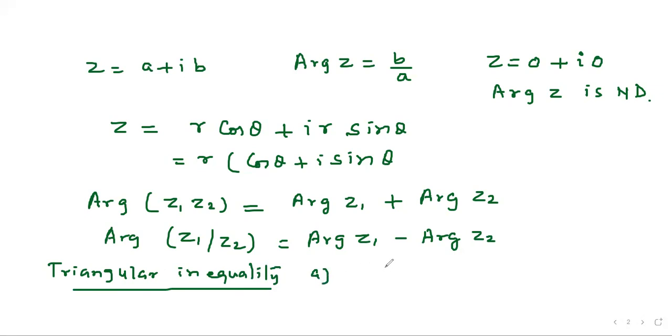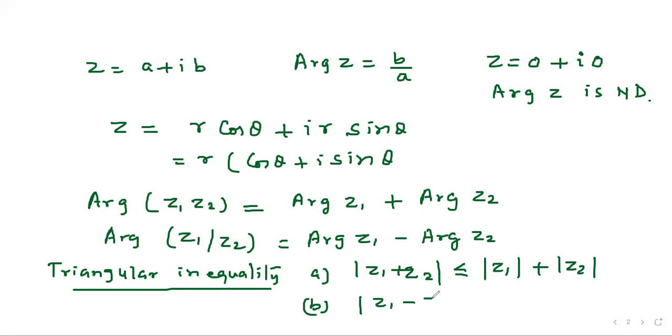Part A, modulus z1 plus z2 is less than or equal to modulus z1 plus modulus z2, and modulus z1 minus z2 is greater than or equal to modulus z1 minus modulus z2.